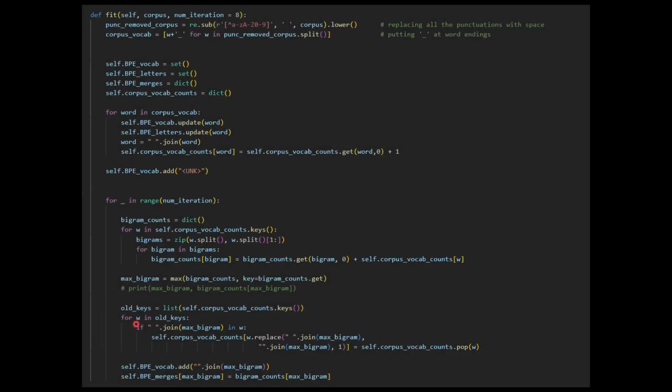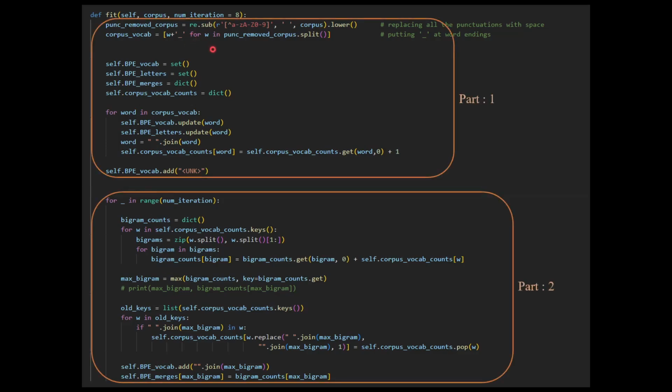Now this fit method takes in a corpus and then creates a vocabulary using the BPE algorithm. We shall split the fit function into two separate parts. The first part will be responsible for initializing the vocabulary and other helpful artifacts. In part 2, we shall look at how to populate the vocabulary. You already know how to populate the vocabulary from the theory, but we will see how to implement that in code. So let's jump into part 1 first.